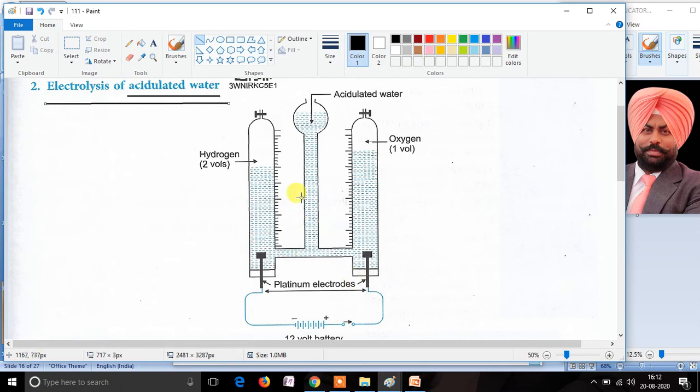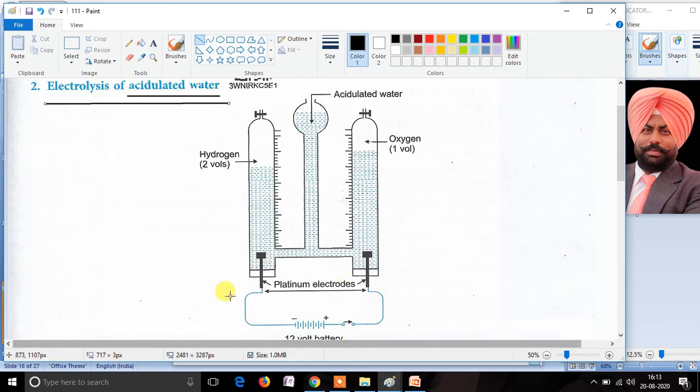This apparatus is actually made up of glass tubes. The side glass tubes are closed at their upper ends. Here it is closed, and the second tube is also closed at the upper end. The electrodes, anode and cathode, are passed through the lower ends of the tubes. The central glass tube is there to put in the acidulated water so that this water can be transferred to the two different glass tubes where the electrodes have been attached.